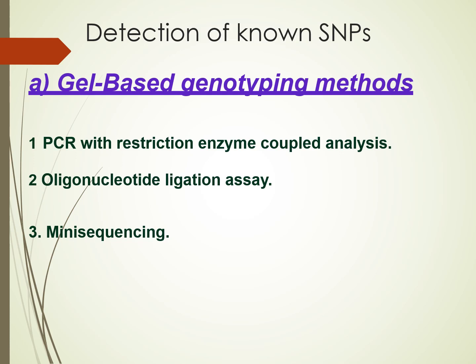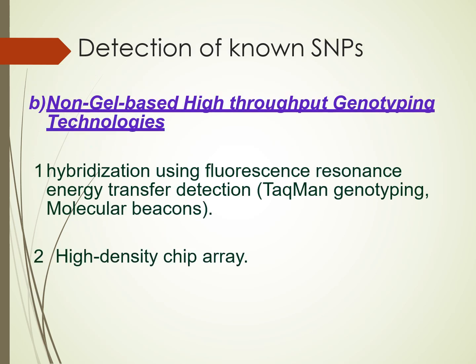Then there is mini sequencing. Mini sequencing we can do with the help of HPLC. HPLC can determine a single nucleotide, whether any specific type of nucleotide is present or absent. That is called mini sequencing. So these are the methods to detect the known SNPs.